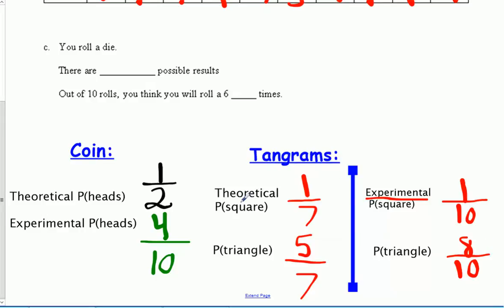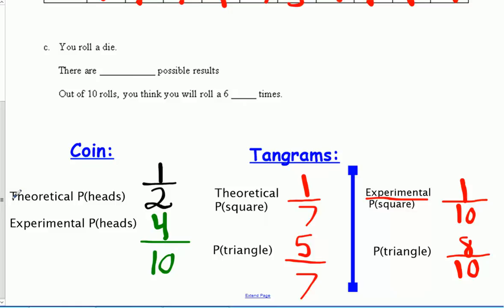All right, so we have to understand the difference between theoretical and experimental. Experimental is based on the experiment that we did or on data that a problem may give us. Theoretical probability is based on the information that is given to us at the beginning. A coin has 2 sides, 1 heads. The tangrams have 7 pieces. 5 of them are triangles. 1 is a square. 1's a parallelogram.